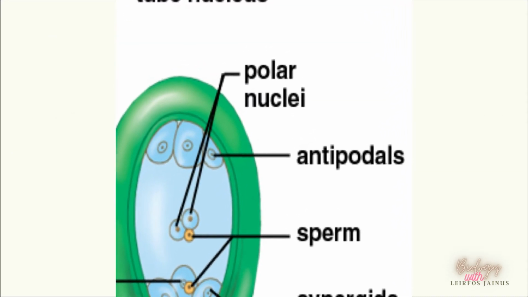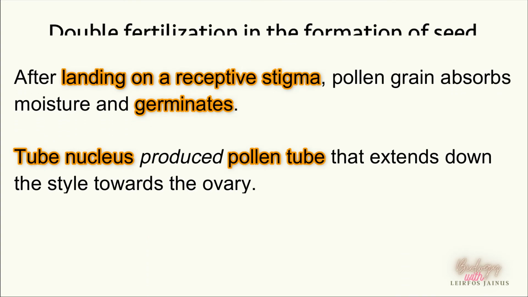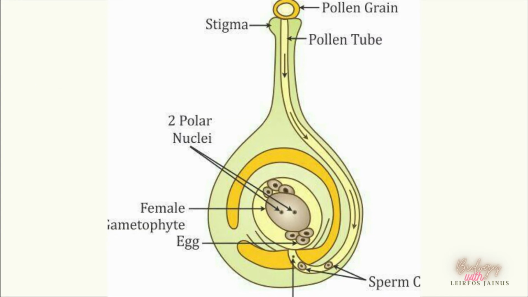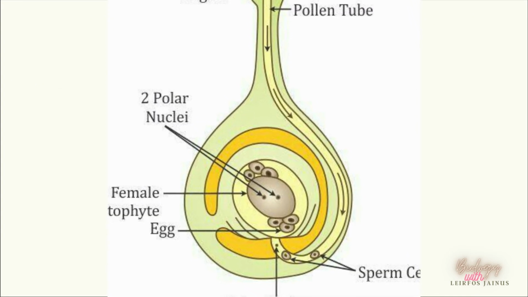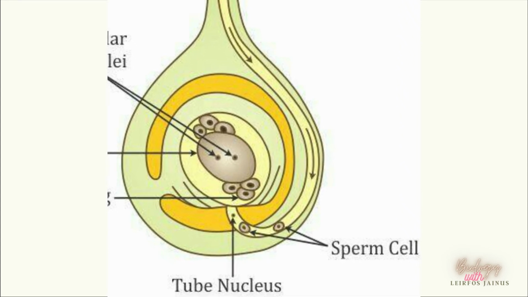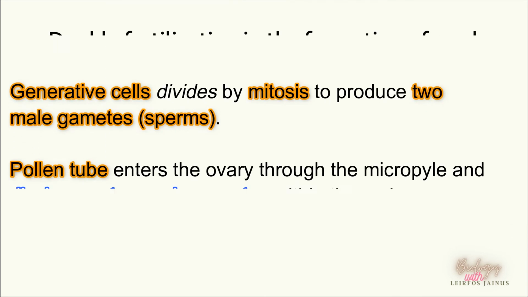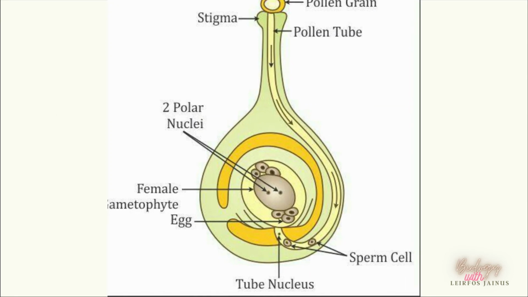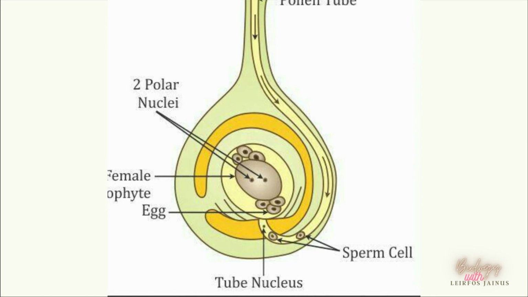After landing on the stigma, the pollen grain will germinate, in which the pollen tube will extend down the style and migrate towards the ovary. Generative cells undergo mitosis to produce 2 sperms. The pollen tube will enter the ovary through the micropyle to discharge 2 male gametes into the embryo sac.